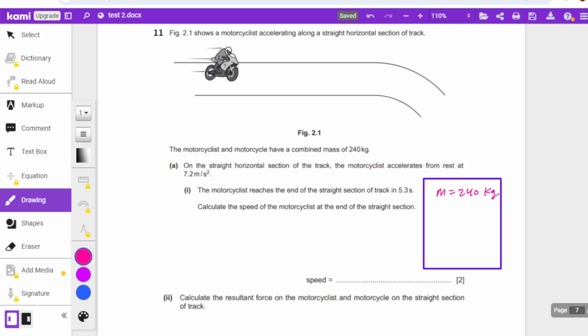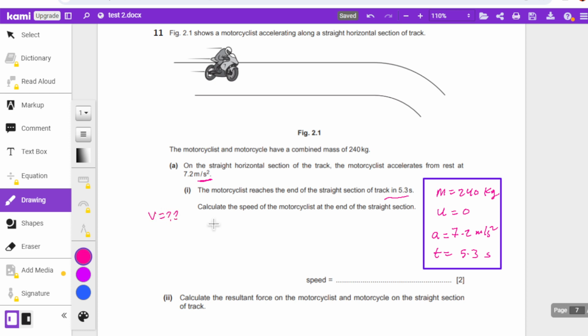On the straight horizontal section of the track, the motorcyclist accelerates from rest, which means u equals 0, at 7.2 meter per second squared. So if you see meter per second squared, it should be acceleration, because the unit of acceleration is meter per second squared. So it is 7.2 meter per second squared. And he said the motorcyclist reached the end of the straight section of the track in time equal 5.3 seconds. Calculate the speed. He asked to find the final speed.